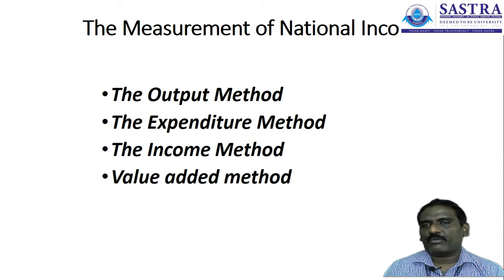different sectors of the economy. The next set of methods we are using is the measurement of national income based on 4 different methods. First one, output method, expenditure method, income method and value added method. So these are the 4 important methods used for the purpose of calculating national income.